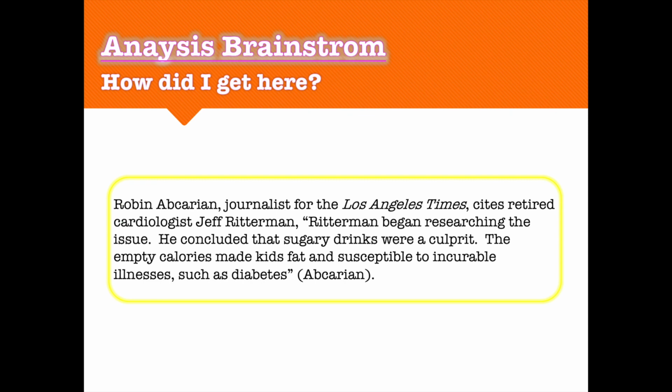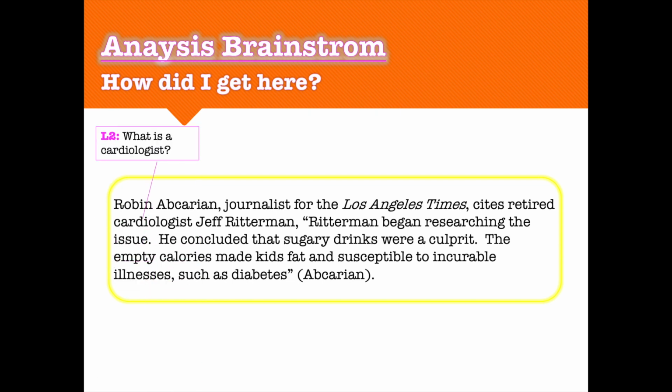Robin Abkarian, journalist for the Los Angeles Times, cites retired cardiologist Jeff Ritterman. Ritterman began researching the issue. He concluded that sugary drinks were a culprit. The empty calories made kids fat and susceptible to incurable illnesses such as diabetes, Abkarian. Before I actually started talking about the quote, I started asking questions about the quote. And yes, I do ask level 2 and level 3 questions, but I didn't level them when I first wrote them. They're going to come up as leveled because I went back and determined what level is the question.